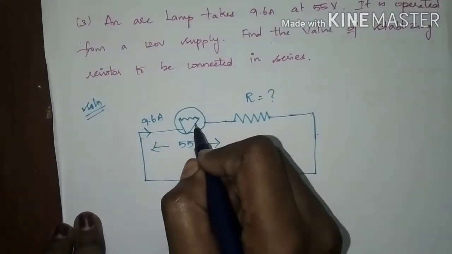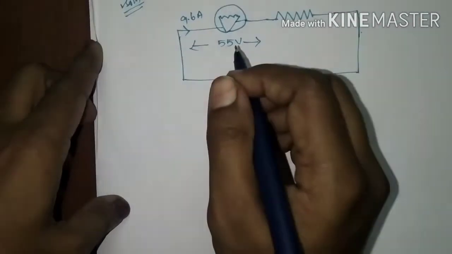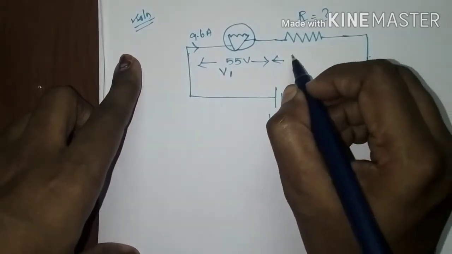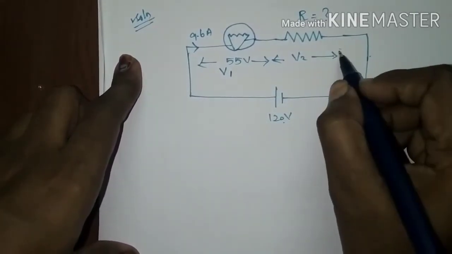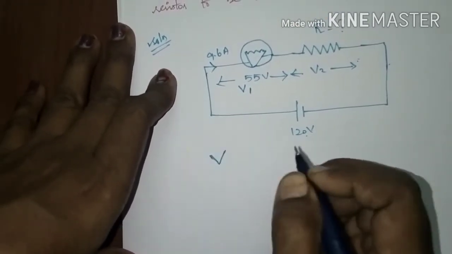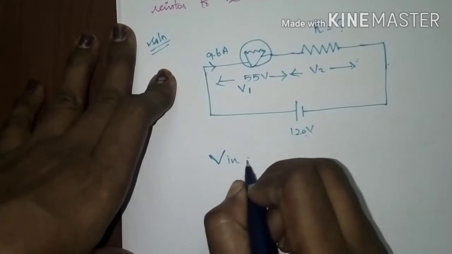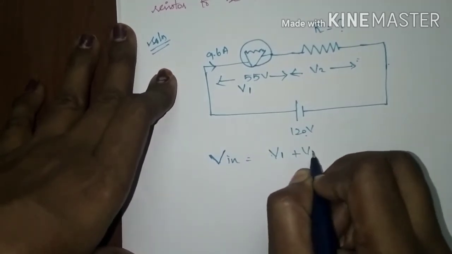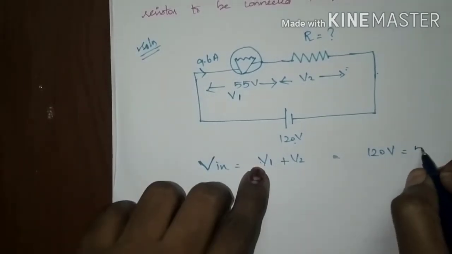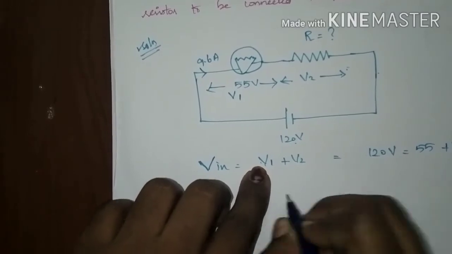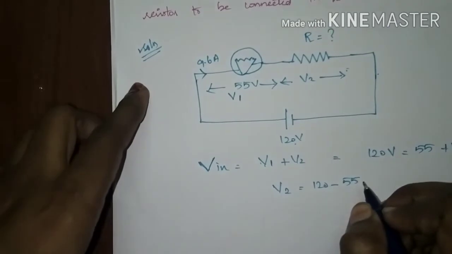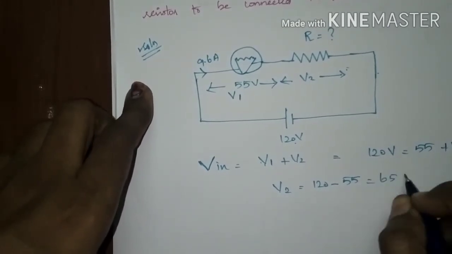Understood? So this is the arc lamp connected to the circuit. So assume the voltage drop across the arc lamp is V1 and the potential drop across the resistor would be V2. In the series circuit, the total voltage V input is equal to the drops present in the circuit. So 120 volt is equal to V1, which is 55 volt, plus V2. So the value of V2 would be 120 minus 55, that is 65 volt.